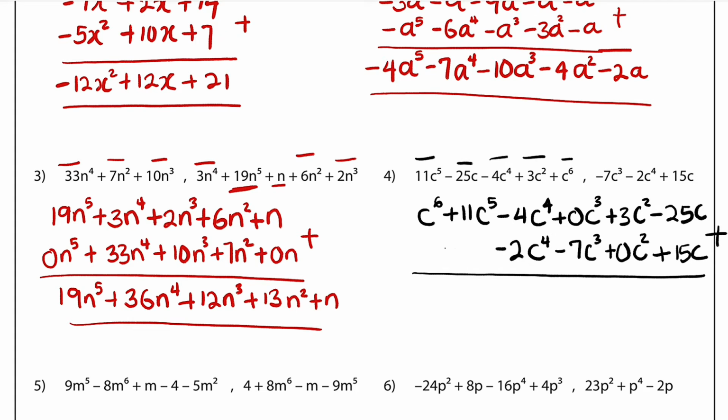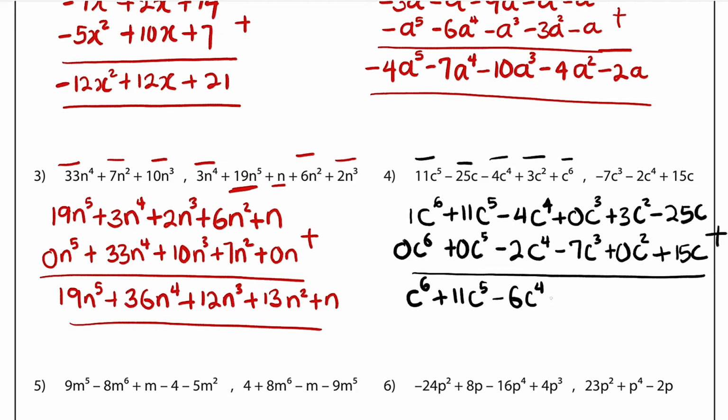You can also complete this as 0c to the power of 5, 0c to the power of 6. If we add from the left to the right, we have the coefficient here is 1, while this one is 0. So we have 1 plus 0 is 1, which is just c to the power of 6. 11 plus 0 is 11, c to the power of 5. Then negative 4, negative 2 is negative 6, c to the power of 4.